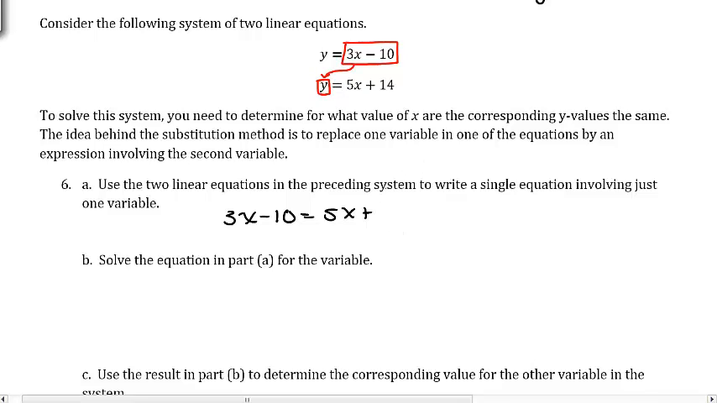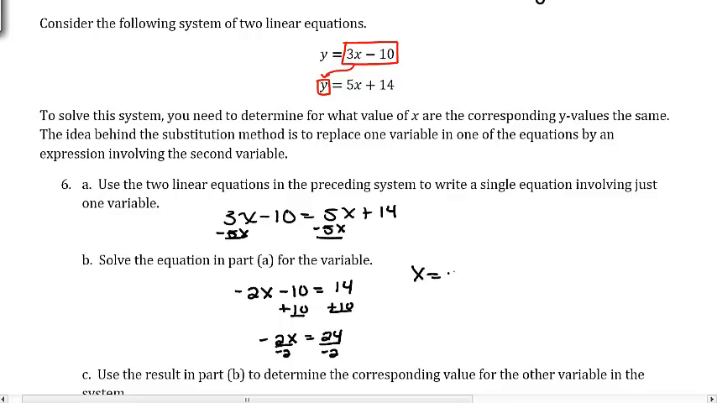Now all I have are x's, and so we can solve for x. I'm going to gather up all the x's on the left-hand side and all the plain old numbers on the right. So I'm going to subtract 5x from both sides of this equation. 3x minus 5x gives us negative 2x minus 10 equals 14. I'm gathering up all the plain old numbers on the right, so I want to add 10 to both sides. That gives us negative 2x equals 24, and then divide both sides by negative 2. And so we get x is equal to negative 12.